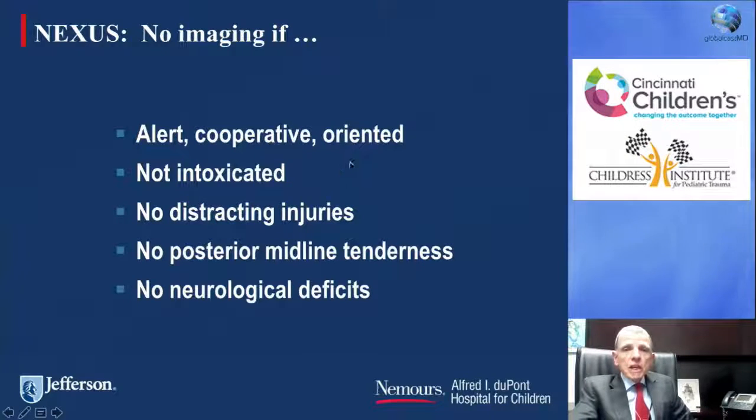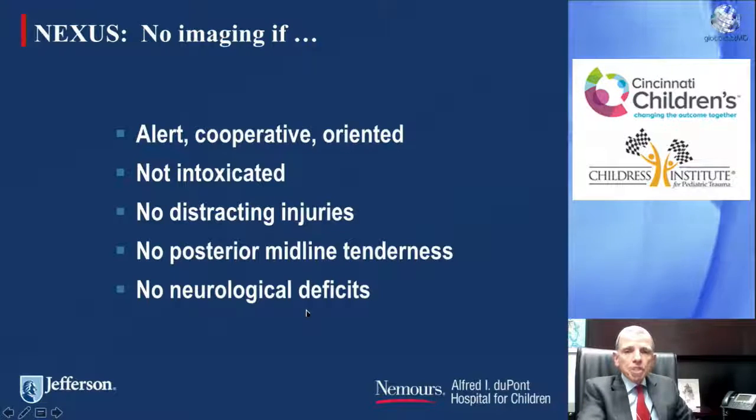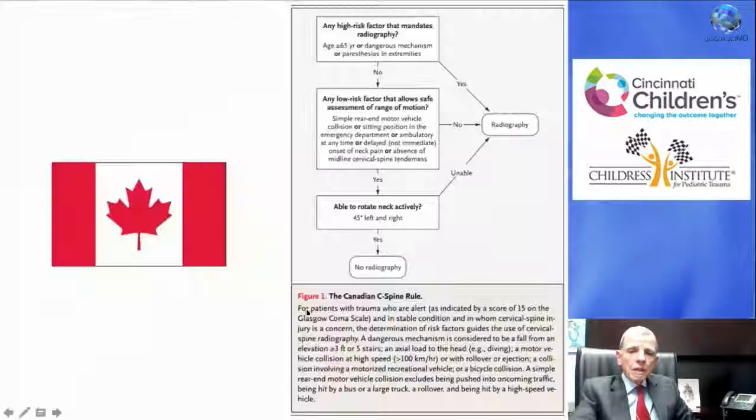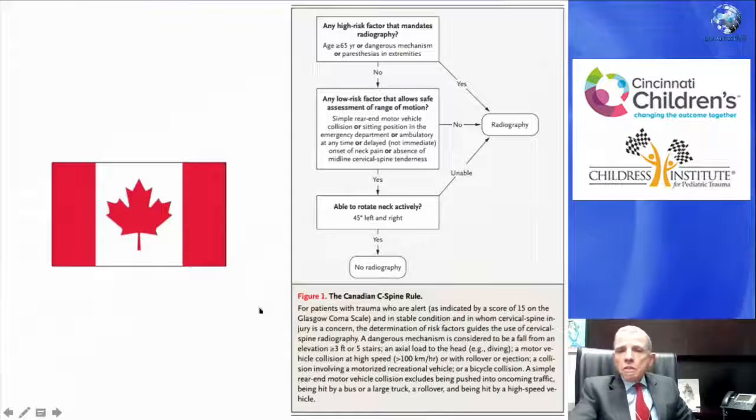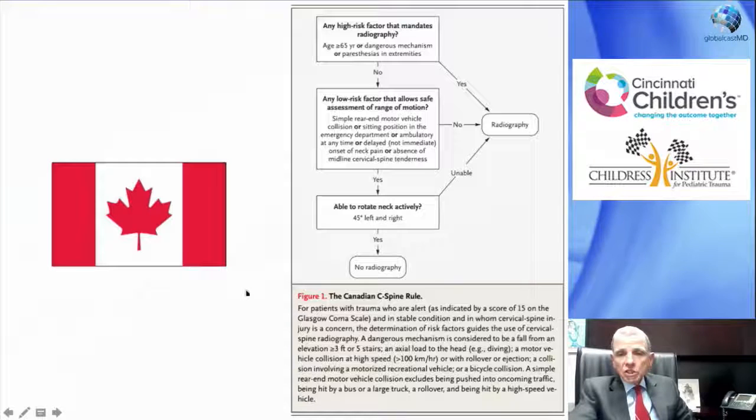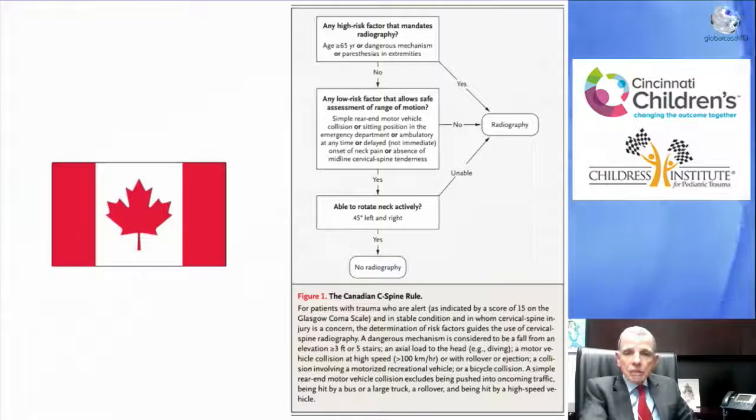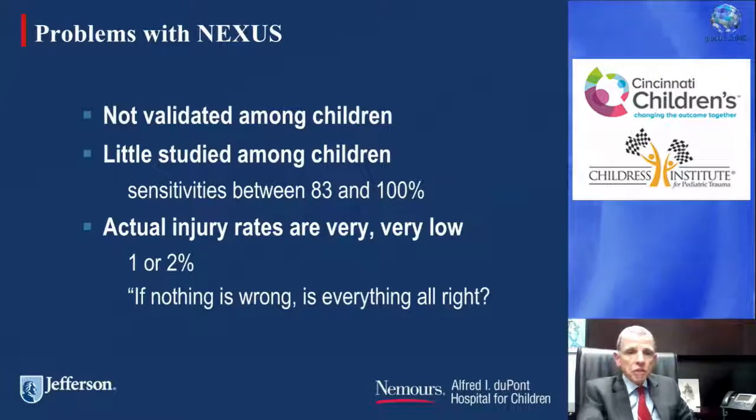Familiar to most of the audience, if a patient is alert, cooperative, and oriented, not intoxicated, no distracting injuries, no posterior midline tenderness, and no neurological deficits, no neurological symptoms or signs, no need for C-spine imaging. The Canadian rule, more complicated, less popular, most likely because it's more complicated, performs better in some statistical ways, but NEXUS has sort of won the day in terms of popular use in this country.